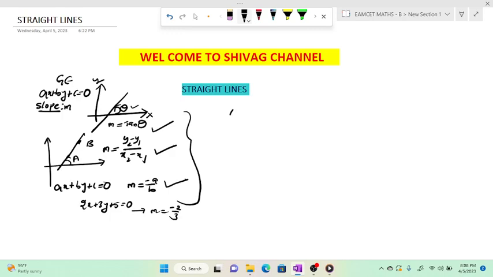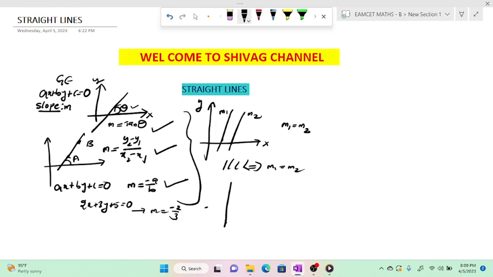Suppose two lines are parallel. Suppose this is the x-axis, the slope of the first line is m1 and the slope of the second line is m2. Here these two are parallel lines. When two lines are parallel, these two slopes are equal. Suppose m1 is equal to m2, it means these two are parallel lines. Two lines are parallel implies the condition is m1 is equal to m2.